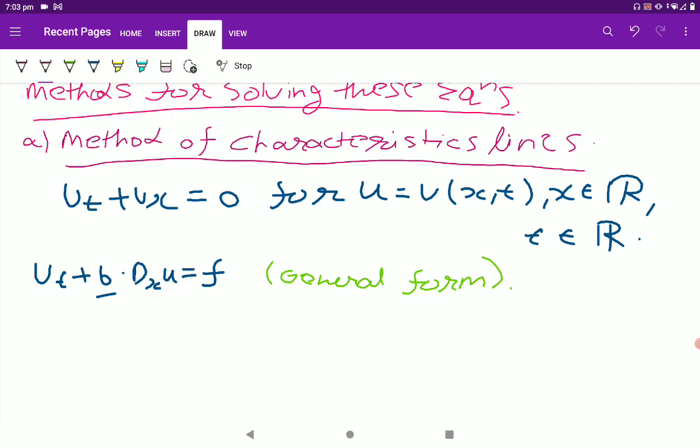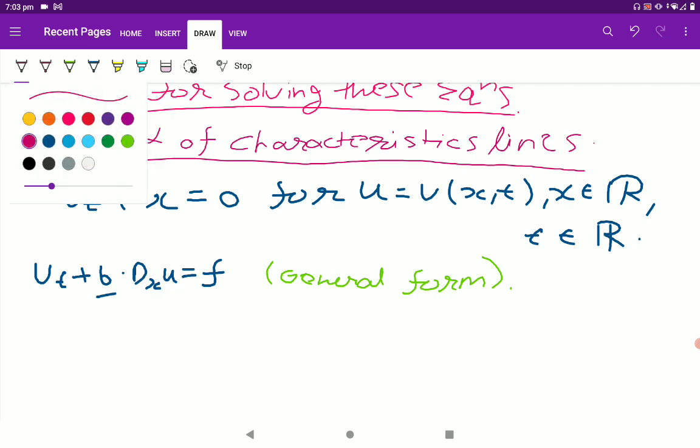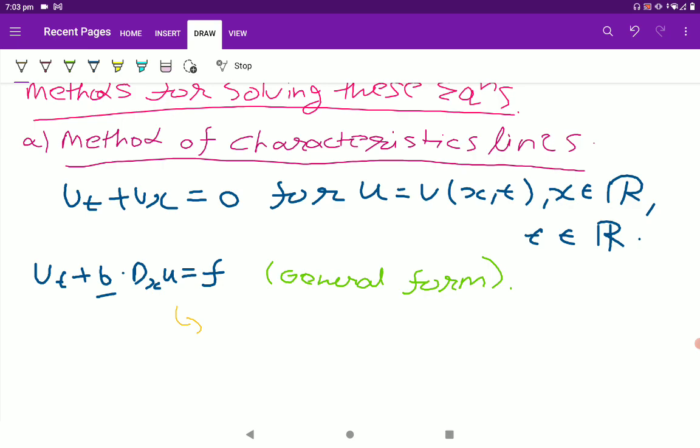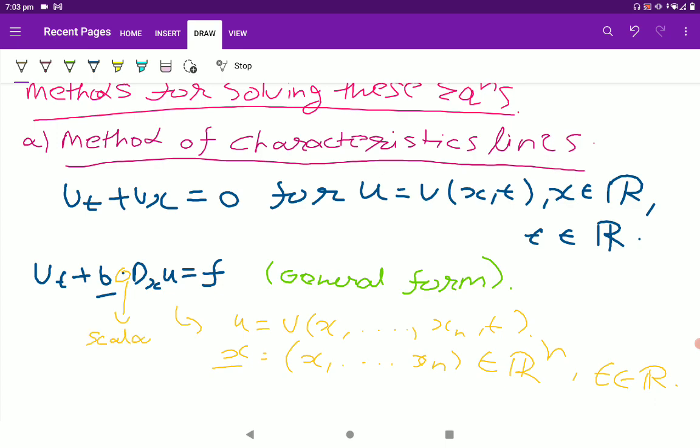This equation is for u = u(x, t), and x = (x1, ..., xn), which has n components and is an element of n-dimensional Euclidean space, and b is also an element of Euclidean space. The dot here is the scalar product. This is the scalar product in this expression.